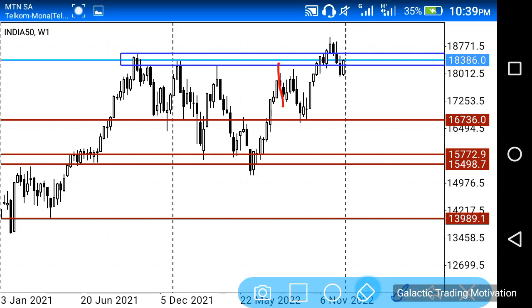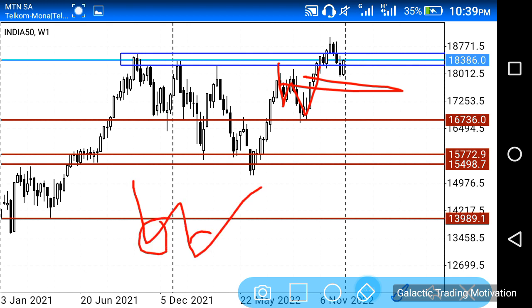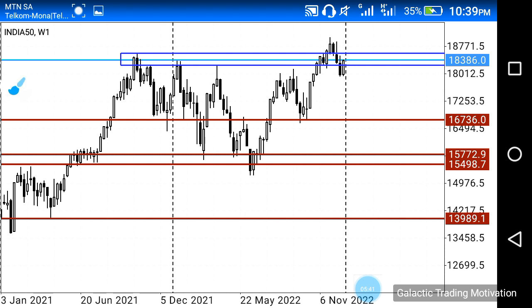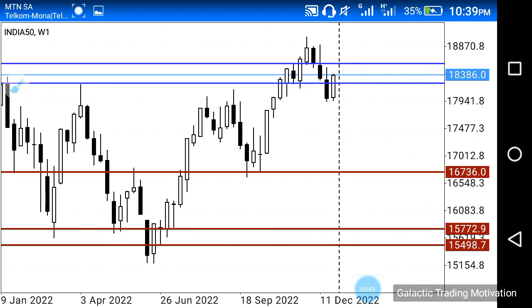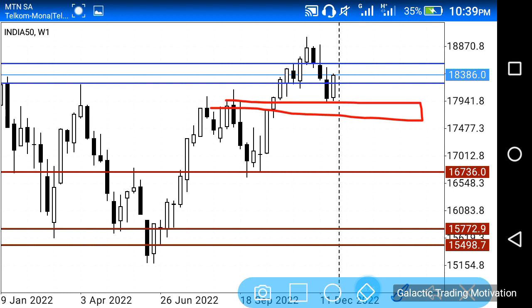Although I just also want to point out that we had an overextended W formation over here, which also has a neckline at that point, right? And it's an overextended W formation because the first leg is much higher than the second leg. I hope you guys can see that, right? At this point over here, right? And then we can see that price at this point in time seems to be testing the neckline of this W structure over here.